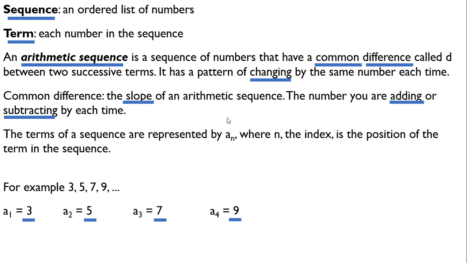Okay, so here's some terminology that we need to know. The terms of a sequence are represented by a sub n, where n is the index. In other words, the position of the term in the sequence. So this is our first term, right? Second term, third term, fourth term. So when we say a sub 1, that's our first term, so it's 3. A sub 2, our second term, 5. A sub 3, third term, 7, so on and so forth, right? So when we say a sub 1, first term, if we said a sub 45, that'd be the 45th term.